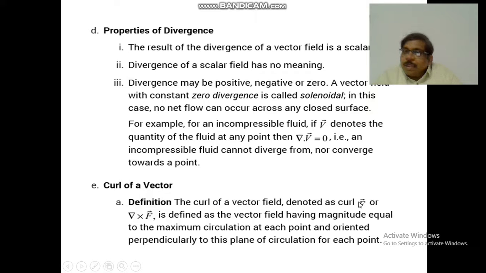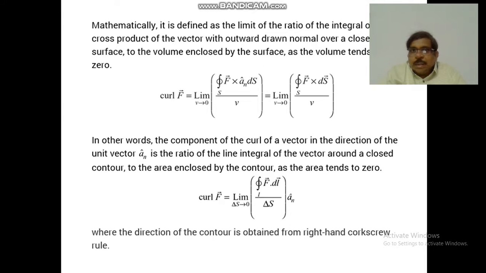The curl of a vector field is represented as curl f or del cross f. It is a vector having the magnitude equal to the maximum circulation at the point, perpendicular to the plane of circulation. So the curl of a vector, represented as curl f, is equal to the limit as delta s tends to 0 of the closed line integral of f dot dl divided by delta s, times a_n, where the direction of the contour is obtained from the right hand corkscrew rule.